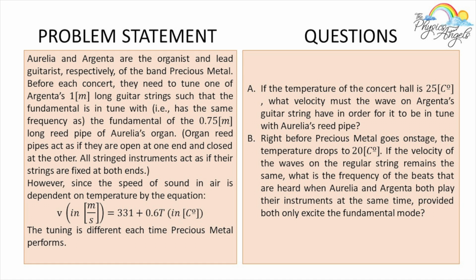However, since the speed of sound in air is dependent on temperature by this equation that they're giving you, the tuning is different each time Precious Metal performs. So part A, if the temperature of the concert hall is 25 degrees Celsius, what velocity must the wave on Argenta's guitar string have in order for it to be in tune with Aurelia's reed pipe?